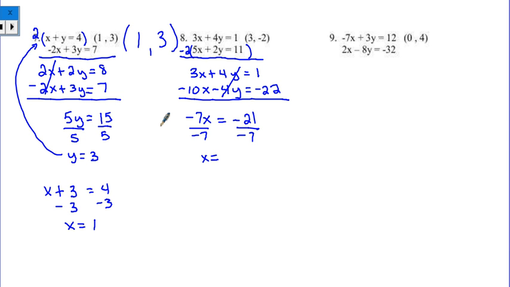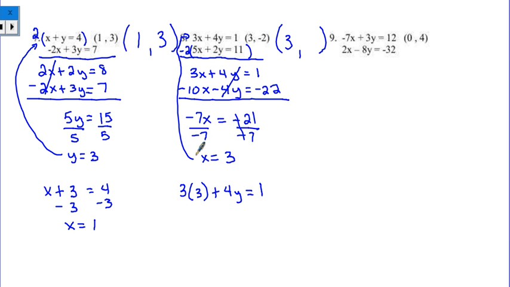When we do, x is equal to, well, a negative divided by a negative is a positive, and 21 divided by 7 is going to put you at 3. From there, again, that's the first part of our ordered pair that we have. Since it's the x, it goes in the first spot. You plug it back into one of your equations. I'll plug it back into the first one right here. That's going to make that 3 times 3 plus 4y equals 1. 9 plus 4y equals 1.